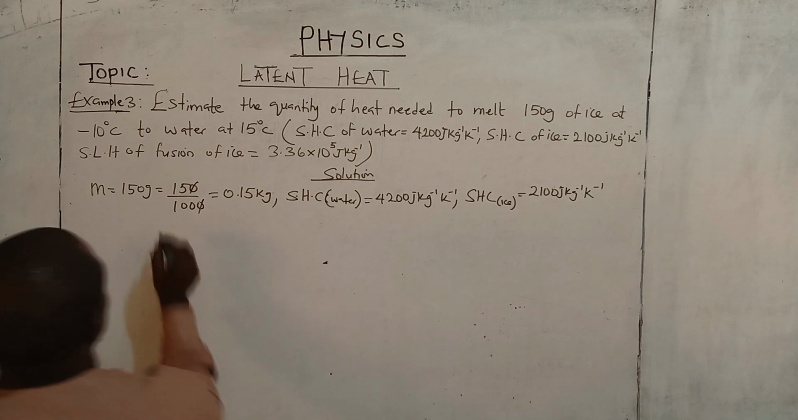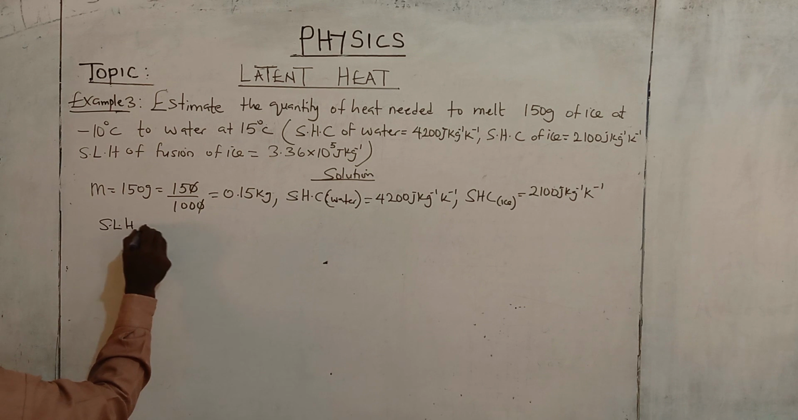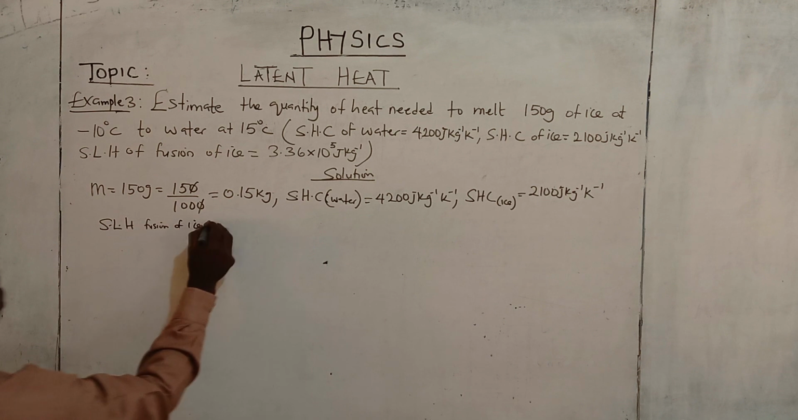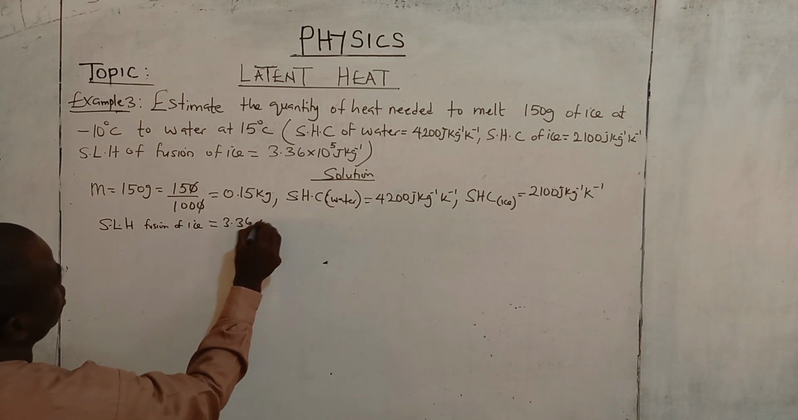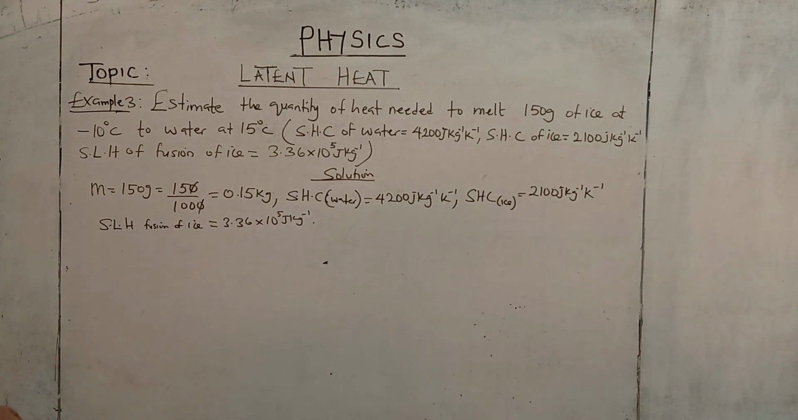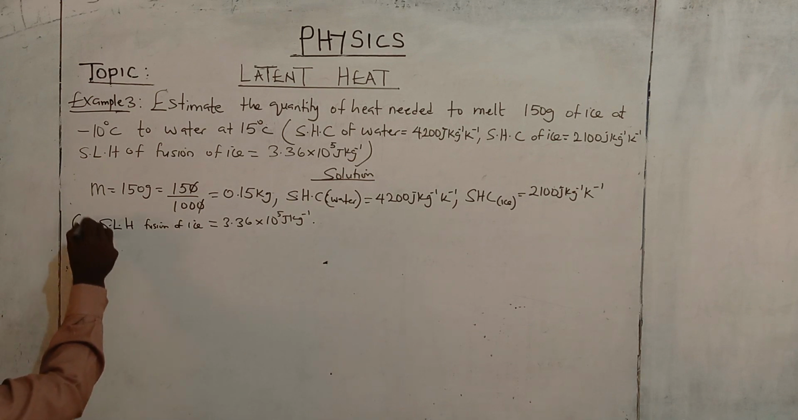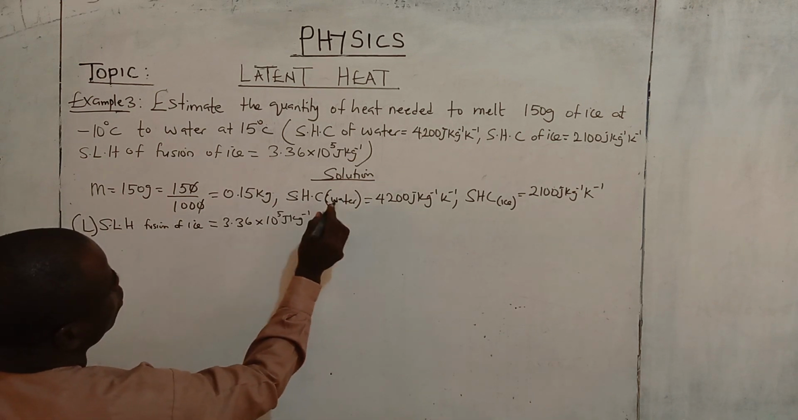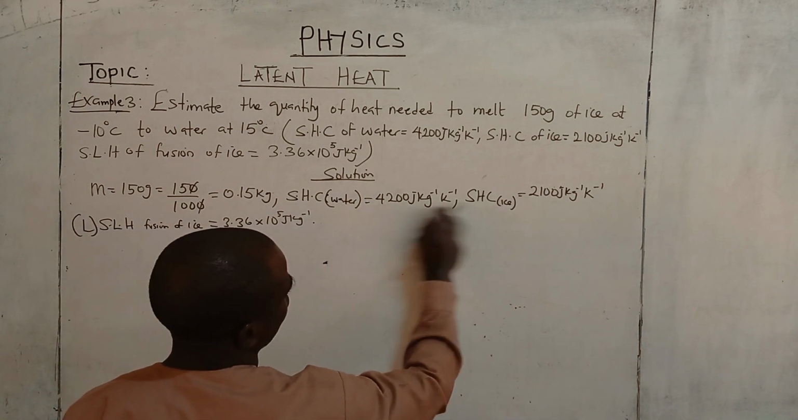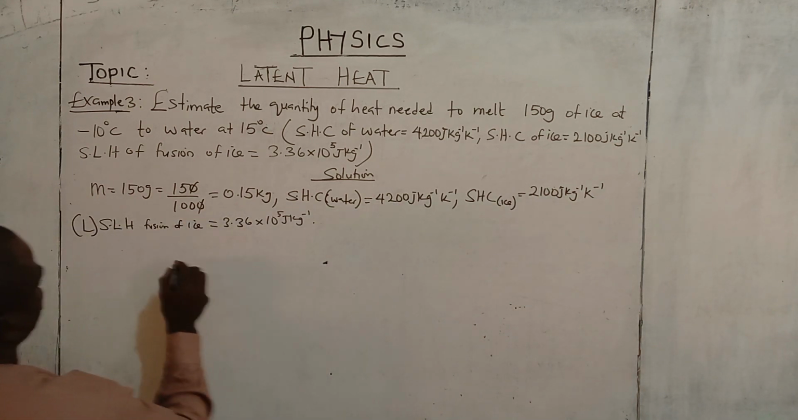Now, specific latent heat of fusion of ice equals 3.36 times 10 to the power 5 joules per kilogram. Good. This one we use L to represent. For the water we use c, and for the ice we use c, just to differentiate. When it's still ice, you make use of this, or when it has turned to water, you make use of this. Now, what am I trying to say?